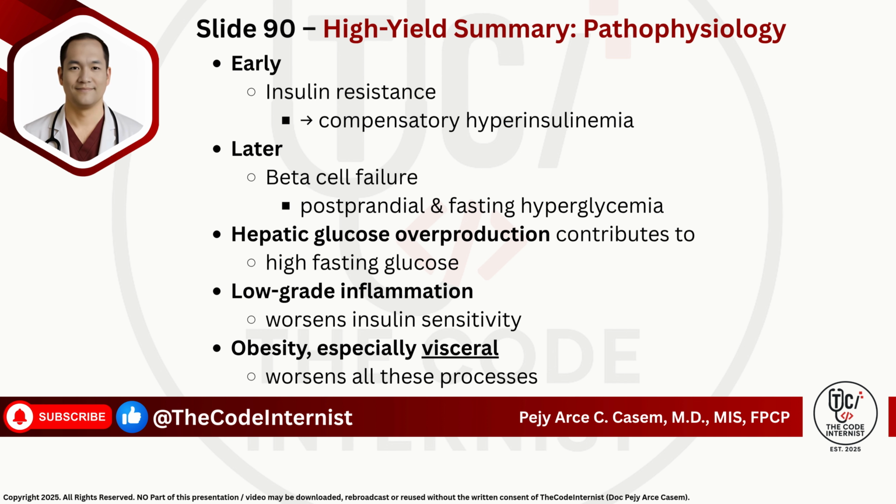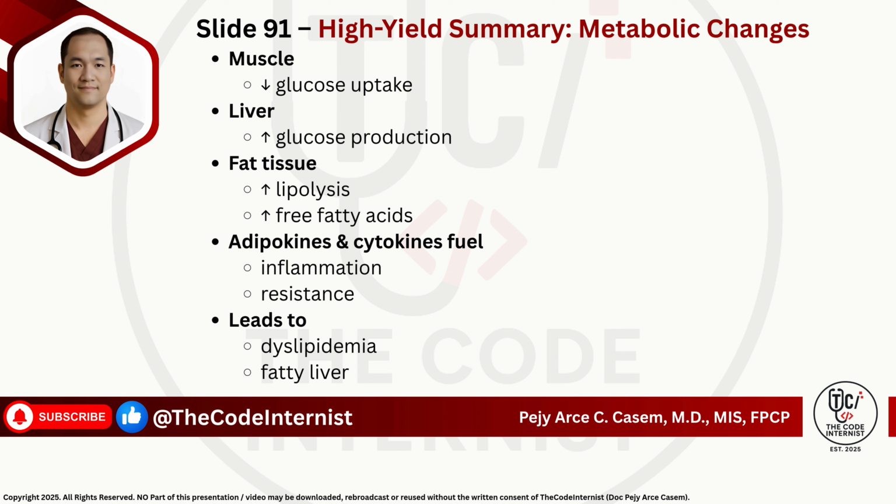In the beginning, the pancreas works extra hard to make up for insulin resistance. Eventually, it wears out, leading to both high post-meal and fasting blood sugar. The liver also adds to the problem by making more sugar. Obesity and inflammation only make things worse. The muscles don't take in sugar well, the liver makes too much, and the fat tissue releases too many fatty acids. These changes mess with insulin's job.